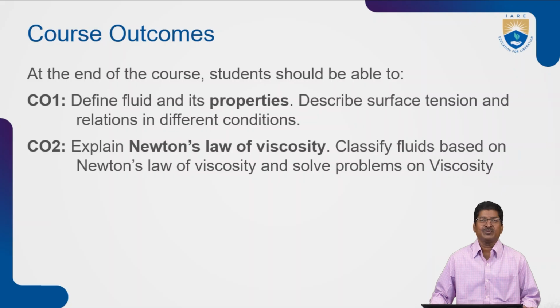Course outcome two is the classification of fluids based on Newton's law of viscosity. So fluids are classified based on Newton's law of viscosity. If they obey Newton's law of viscosity, they are called Newtonian fluids. If the fluids are not obeying Newton's law of viscosity, they are called non-Newtonian fluids. And some problems in viscosity. So they are course outcome 2.